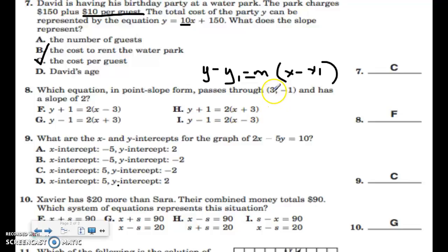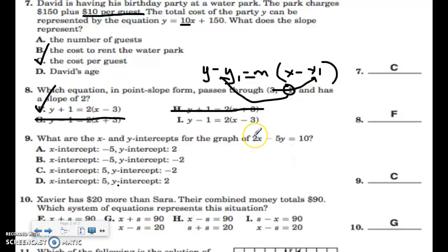If they pass through the point 3, negative 1, though, I should have an x minus 3, because that 3 is going to go in there. So this says x plus 3, that's out of the picture. And this says x plus 3, that's out of the picture. So now I'm down to two choices. The y-coordinate was negative 1, which means if I put the negative 1 in there, it's going to become a y plus 1, which is F. Done.